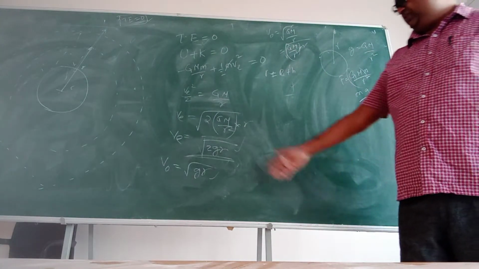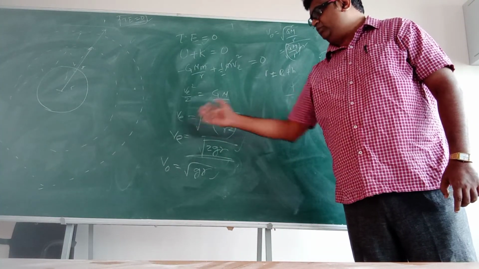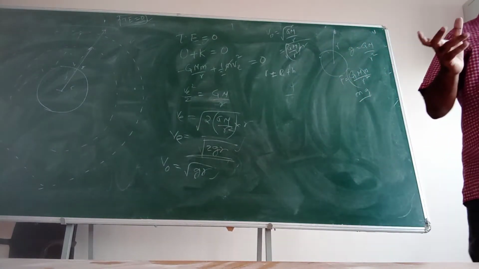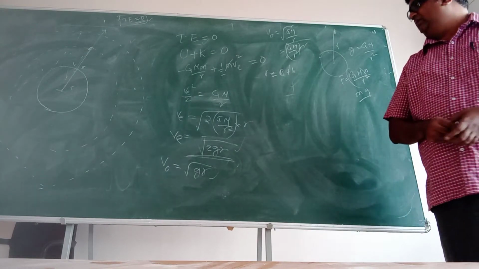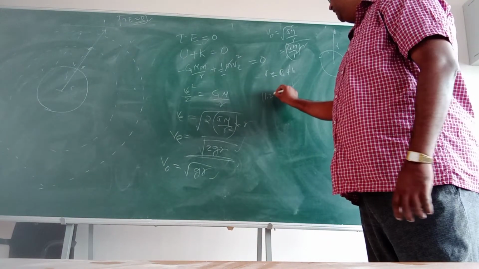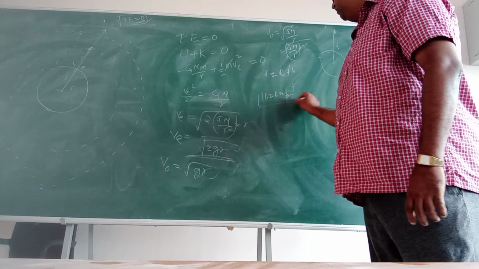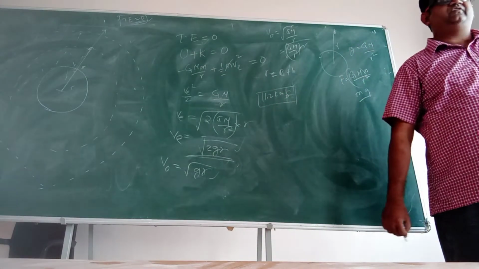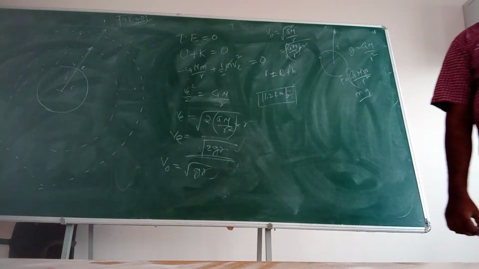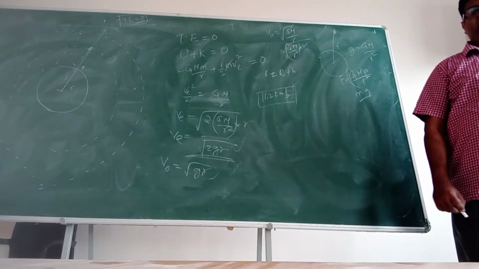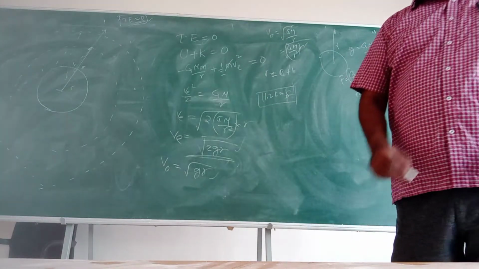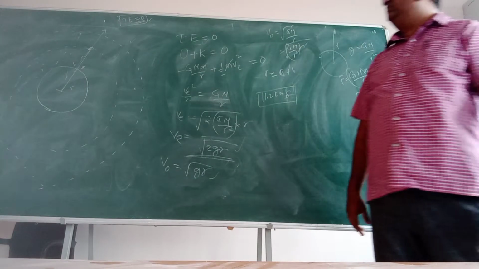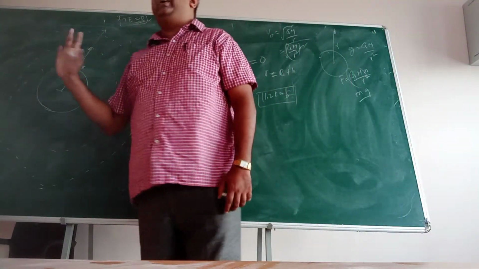Now, when you calculate the escape speed of any satellite from the surface of Earth, it is 11.2 kilometers per second. This value you should remember. Escape velocity from the surface of the Earth is 11.2 kilometer per second. You can see in 1 second it is traveling 11.2 kilometers. That much speed you should give, then only it will escape the Earth's gravitational field.